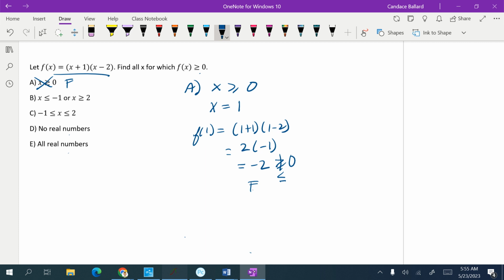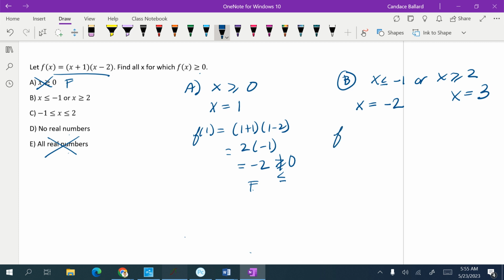The other one that this eliminates is it can't be all real numbers if I just proved that it doesn't work for 1. So I can also eliminate answer choice E. All right, I'm going to try answer choice B. I'm looking at something that's x is less than or equal to negative 1 or greater than or equal to 2. So for this one, I'm going to choose that x is equal to negative 2. And here I'm going to choose that x is equal to 3, just to pick something that's not those values right there to see if it works.